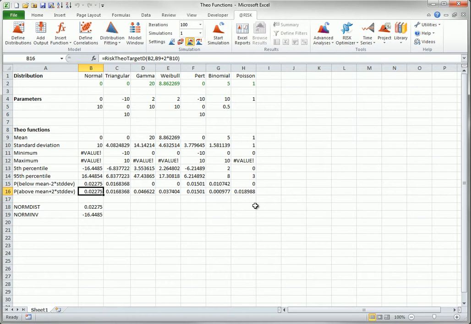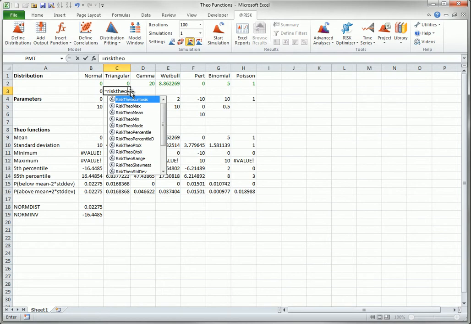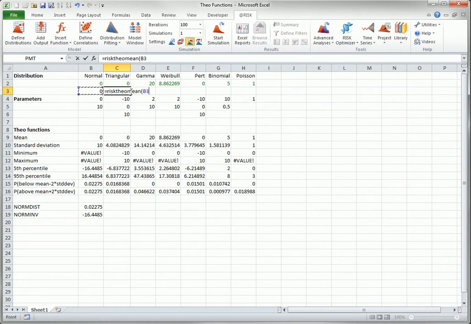To convince yourself of this, enter the formula =2*B2 in cell B3. Now try taking RiskTheoMean of this. It doesn't work. You get an error. Actually, if this did work, you would have a gold mine. You would be able to find means of functions of input distributions without any simulation, so you wouldn't need simulation at all.